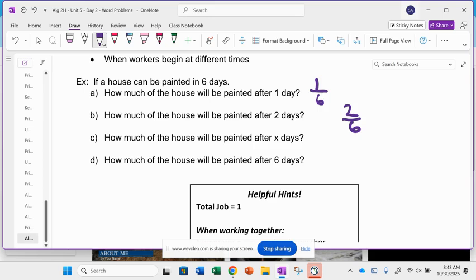How much of the house will be painted after X days? X over 6. You got it. And how much of the house would be painted after 6 days? 6 out of 6, which is 1 whole. So when a job is fully completed, it will always equal 1 for the days worked out of the days total.